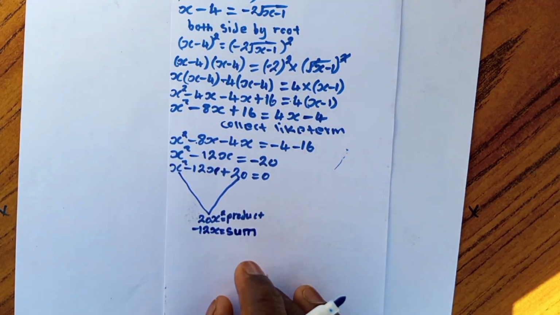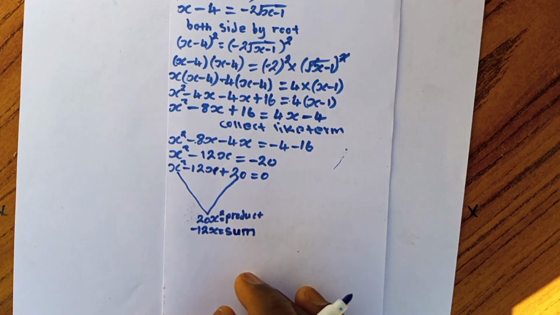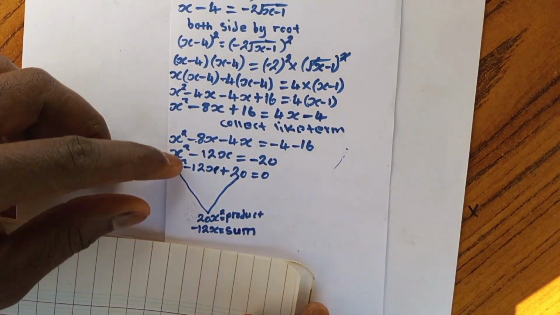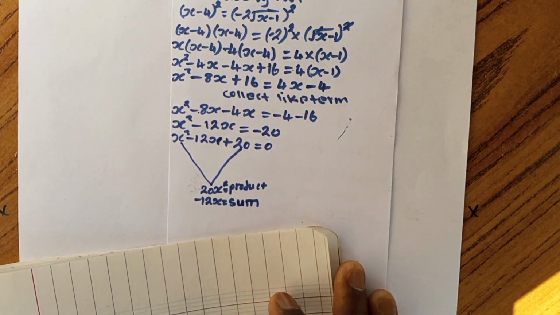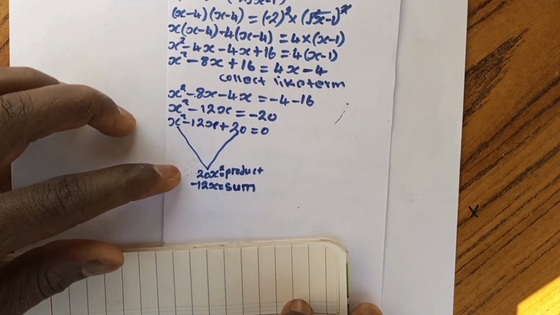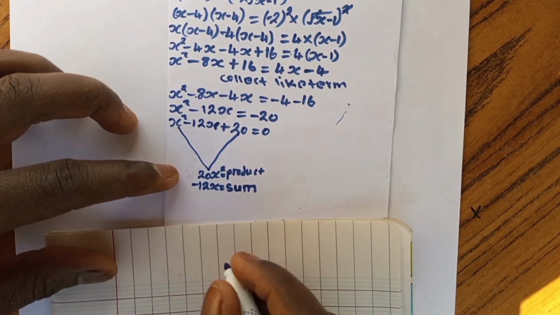Now in this case, we are going to look for two factors. These two factors, if you multiply them, you get 20. If you add or subtract, you get 12. Now let us find the factors. I'm going to do it step by step so that you will understand. I'm not going to rush, although I know the factors, but let us find them so that you can understand how I get the factors.